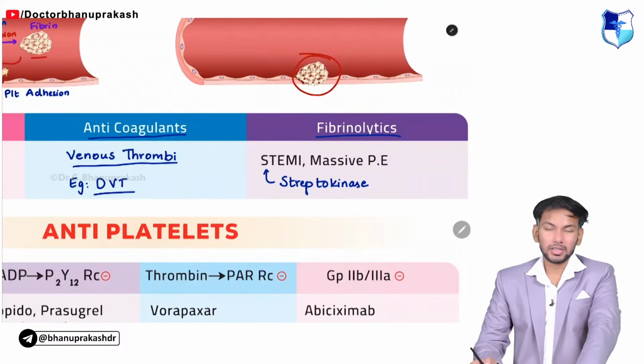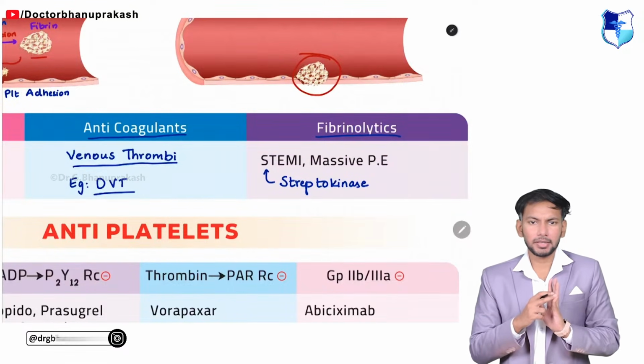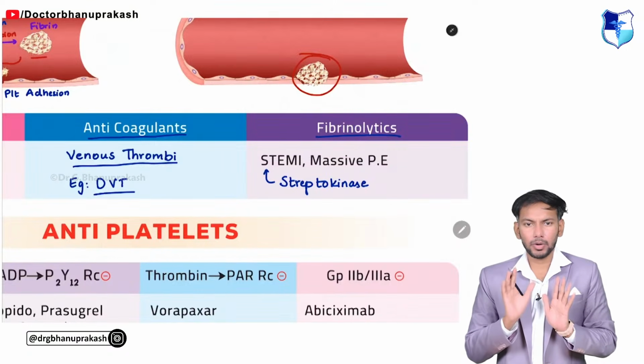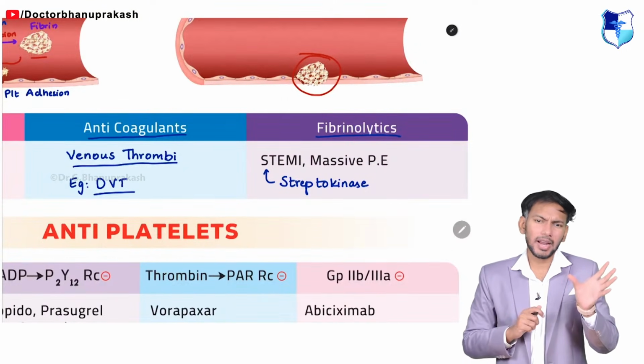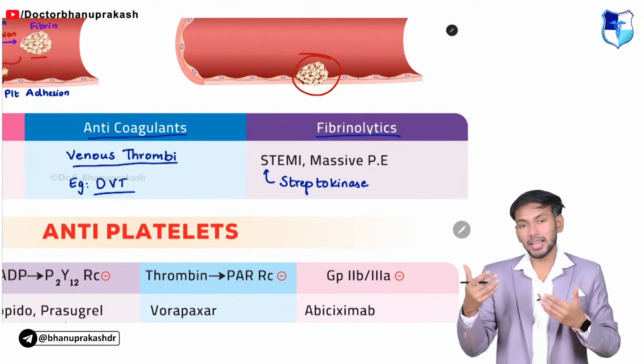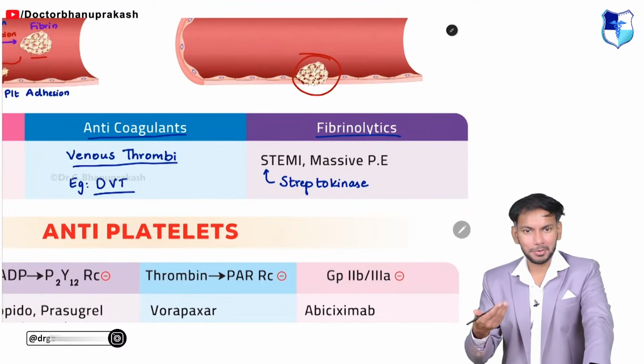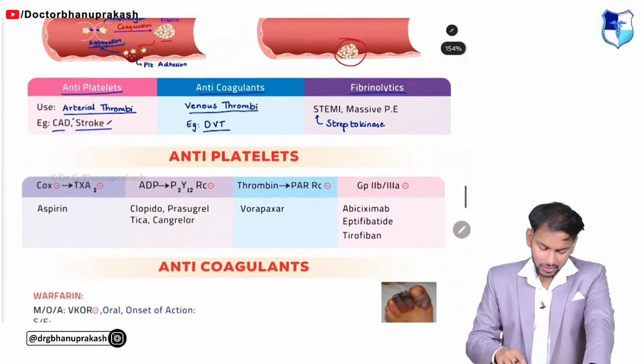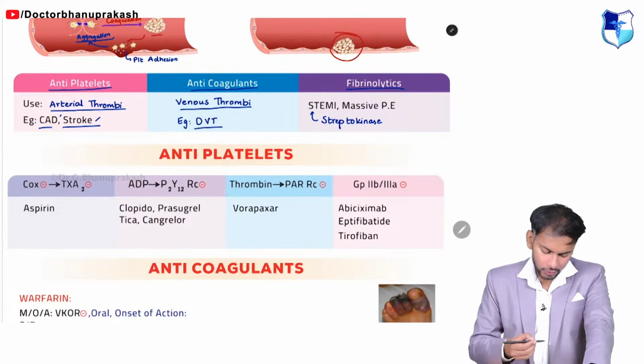These are fibrinolytics. So basically we have antiplatelets, anticoagulants, and fibrinolytics. In arterial thrombi, we are using antiplatelets. Venous thrombi, we are using anticoagulants. So first we will start with the antiplatelets. You can see here, these are the drugs. You must have studied it so many times.